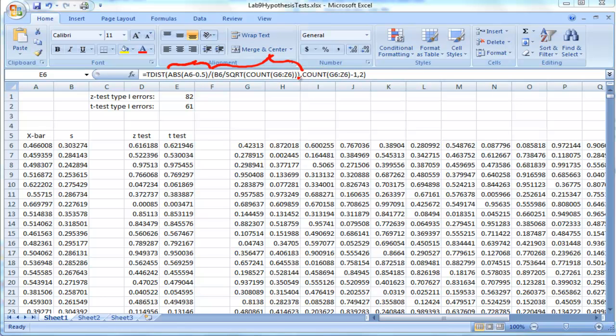That's my first input. The second input is the degrees of freedom, and remember that the degrees of freedom is n minus 1. So n is how many numbers are in that range, and then we subtract 1. I count how many numbers are in that range, and then I subtract 1. Then this 2 simply tells it that I want to do a two-tailed test, not a one-tailed test. So that's how you want to set up the formulas. And this is the last lab. Let me know if you have any questions, and good luck.